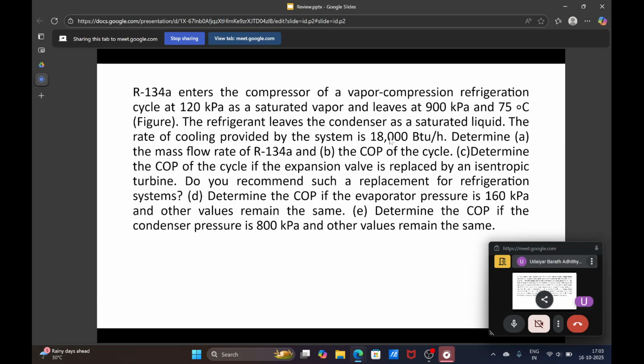The cooling rate is provided, so from this we can find out the mass flow rate. For that we'll first find the COP, and then we'll replace the valve with the isentropic turbine and see how much the COP is and whether we can use it. Then we'll change the evaporator pressure from 120 kilopascal to 160 kilopascal, and similarly we'll reduce the condenser pressure from 900 kilopascal to 800 kilopascal. So these are the changes which we will make.